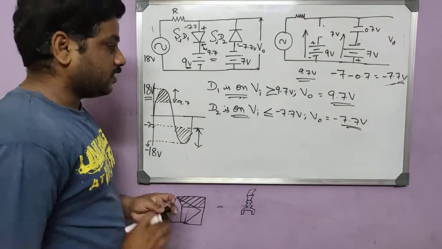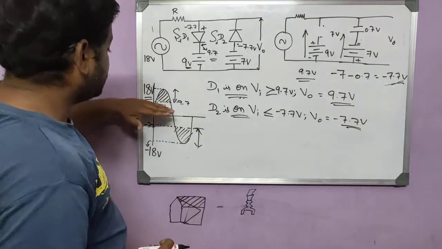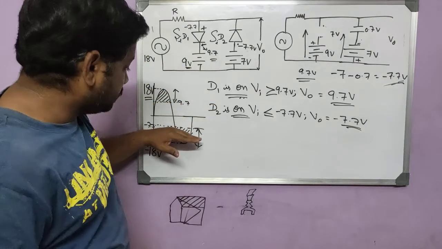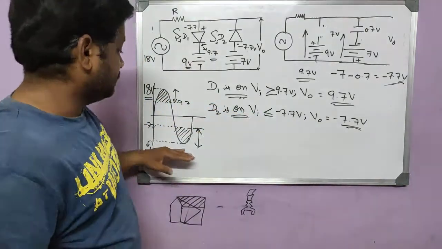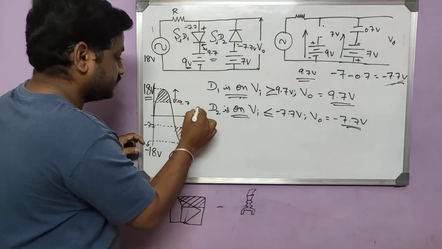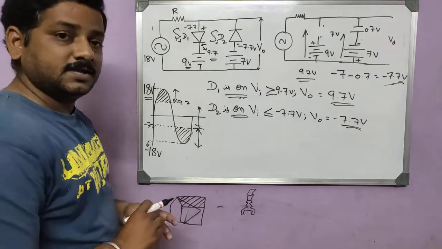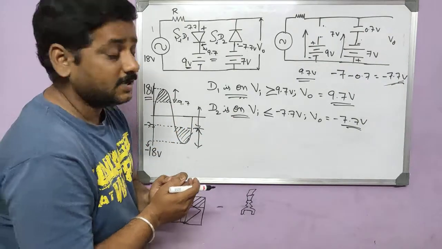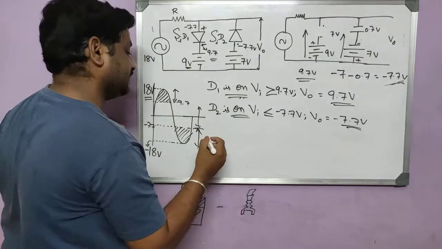Okay. So we got the output for two conditions. If the input is above 9.7, the output is constant. If it is below minus 7.7, it is constant. In between, what happens? This is the in-between range. In between these two, both the diodes will be in the off condition, and the output will just follow the input. So let's check it out.